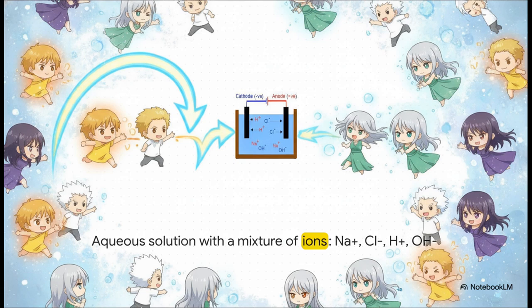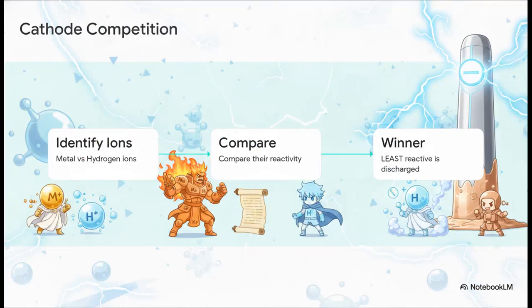So the moment you turn on the battery, both sodium and hydrogen rush toward the negative cathode. At the same time, both chloride and hydroxide rush toward the positive anode. But here's the kicker. Only one ion can actually win at each side. There is a literal competition happening. Let's break down the rules of this competition, starting over at the cathode.